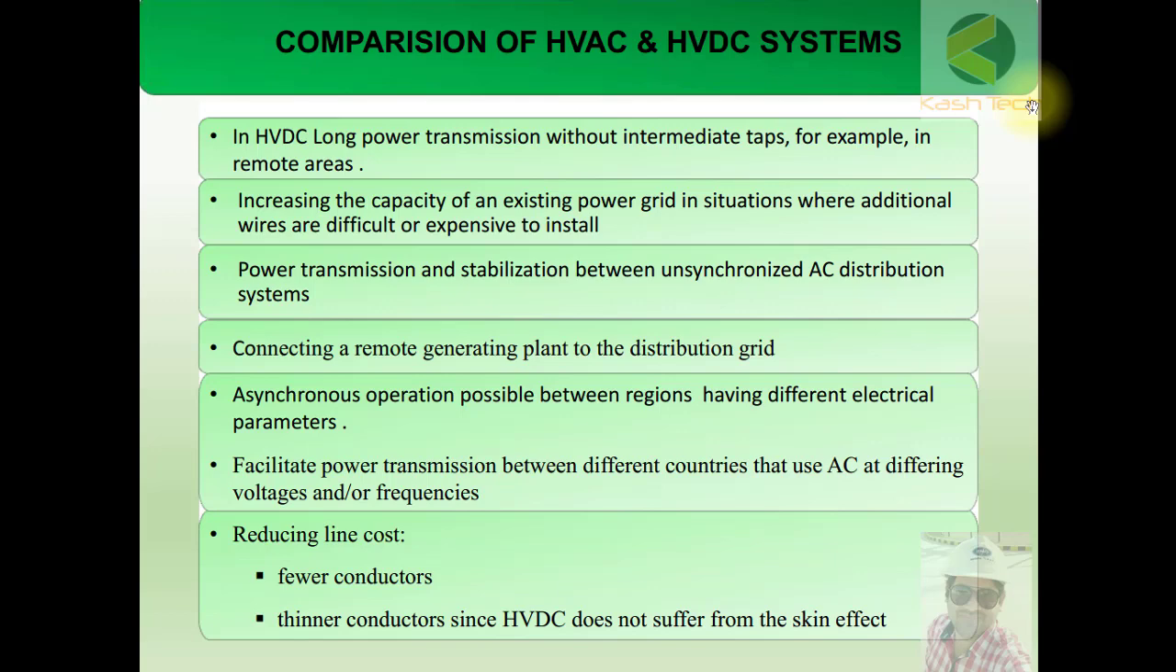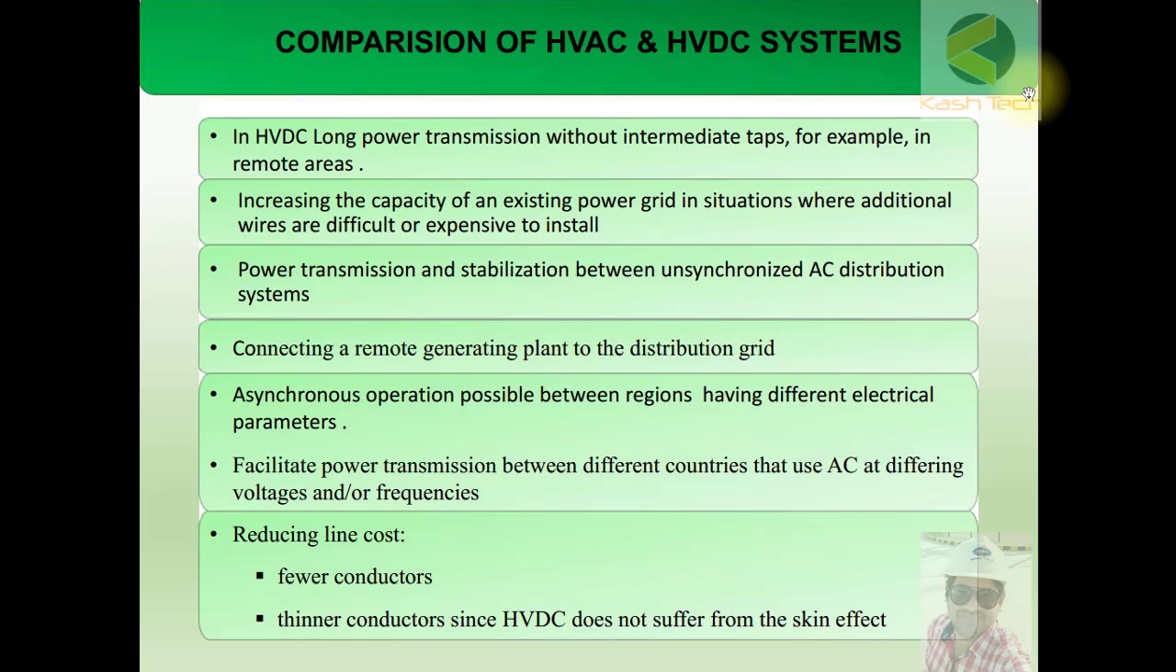So this is another advantage: if one region is working on 50 hertz and another region is working on 60 hertz, it's not possible to connect these two using AC transmission, but it is always possible to connect these two different regions with different electrical parameters using HVDC. It facilitates power transmission between different countries that use AC at different voltages and/or frequencies, reducing line cost because fewer conductors are required, and thinner conductors can be used, since HVDC does not suffer from the skin effect.